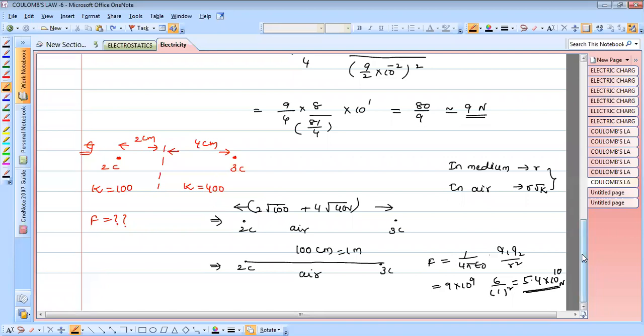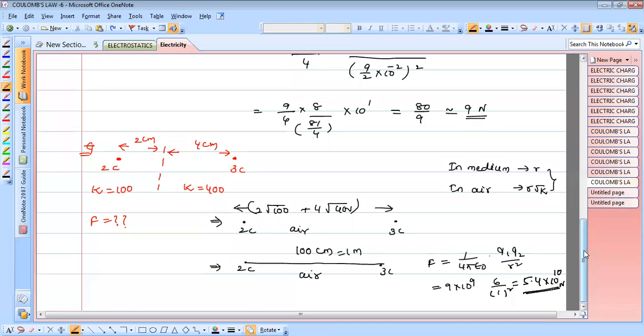So these are the different concepts. Now if the region between the two charges is filled with different media, not completely, partially filled, now we can solve these numericals. The medium is replaced with air, or air is replaced with the medium.